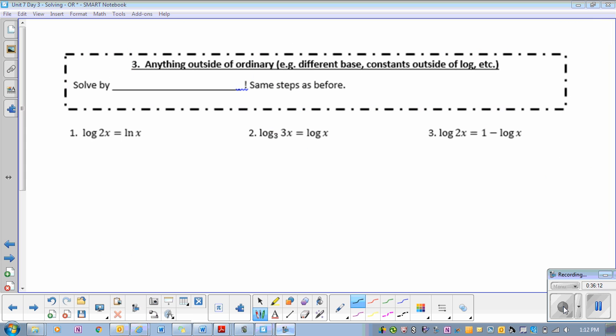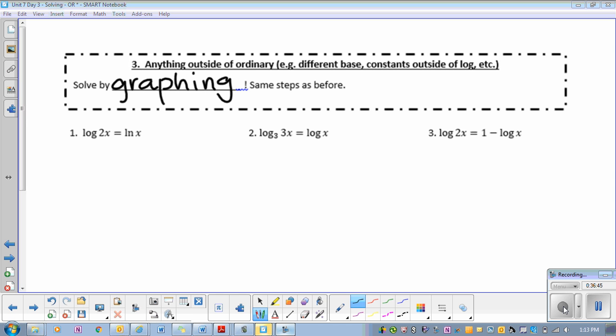All right, so how about anything outside of the ordinary? Like a different base, constants outside of the log, etc. So with this one, we would solve by what, graphing? Oh my goodness, Mrs. R threw us a curveball here. Solve by graphing, if it looks weird, right?